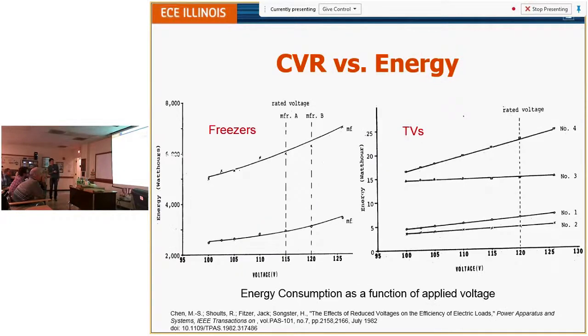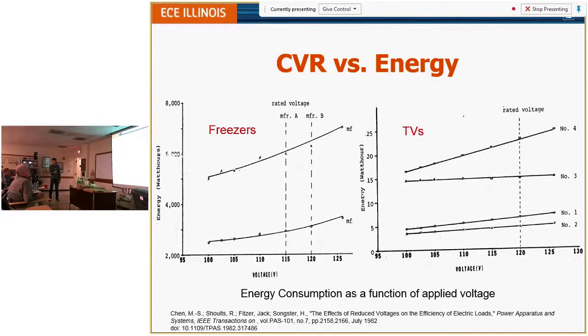But a report done by EPRI actually shows that this is energy here. So they did it on freezers and on TVs. So you can see that as the voltage decreases, your energy consumption also decreases. But also, I want you to take note, this paper is from 1982. Since then, a lot of change has happened, the loading changed to power electronics. So for the validation of this, I cannot find any current testing on this.